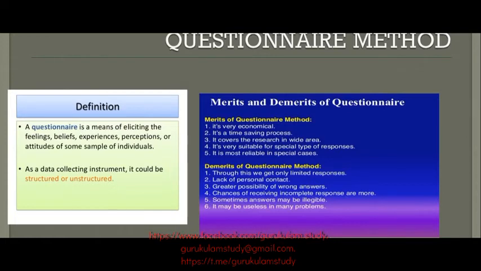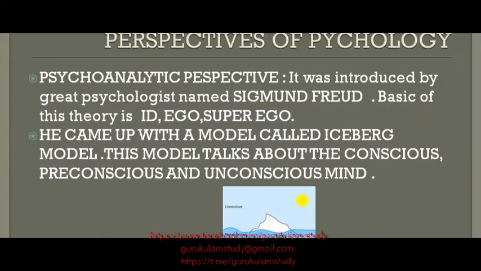Now comes the perspectives of psychology. So first one is psychoanalytical perspective. It was given by Sigmund Freud. He is the most popular, you can say, psychologist in the world of psychology. Every psychology student knows this name, knows who is Sigmund Freud. He is father of psychoanalytical perspective. So he introduced three terms, that is id, ego and superego, you can see over here, and came up with a model called iceberg model.